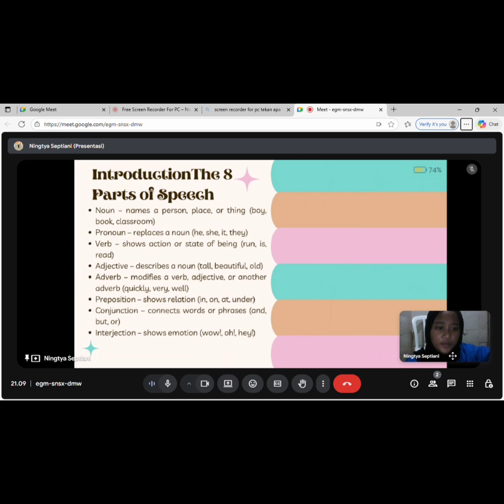A preposition shows the relationship between words, for example, in, on, at, under. A conjunction connects words, like and, because, or but. And an interjection shows emotion, like wow or no.